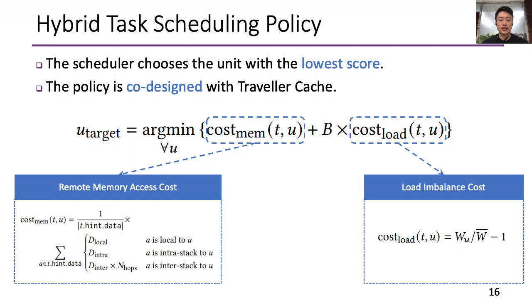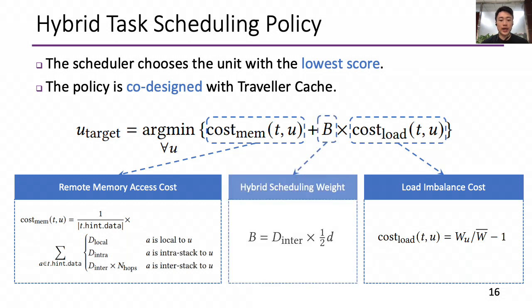The formula means that we give a discount to idle units, so even if they are a little far from data, tasks can still be scheduled to them. The weight means the maximum distance that can be overcome due to load imbalance. We set it to half of the diameter of the system.